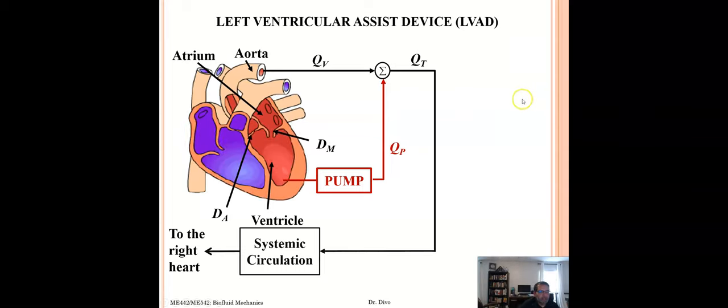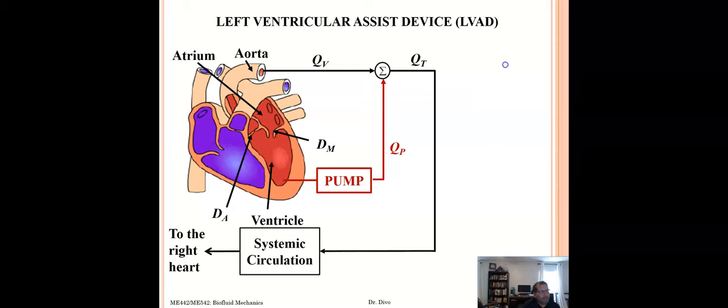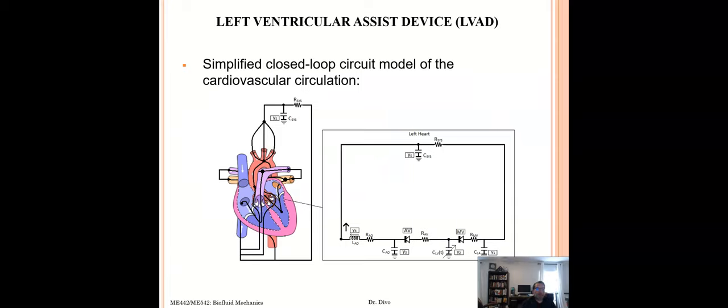So the idea today is to present these concepts and the implementation of a left ventricular assist device, and how we go about modeling this in our lumped parameter models and our cardiovascular circuit models. Okay, so moving forward, this is the 5 degree of freedom, or 5 state variable, simplified lumped parameter model of the cardiovascular system that we have been looking at for the last couple of lectures.